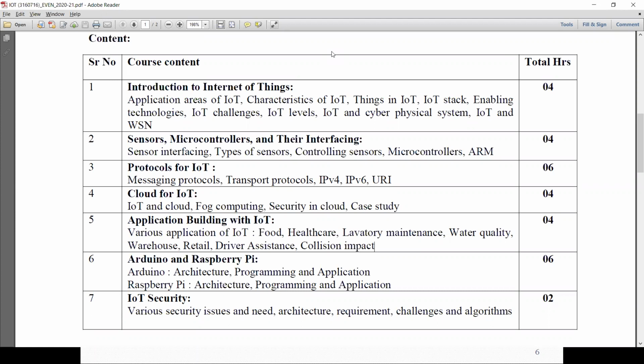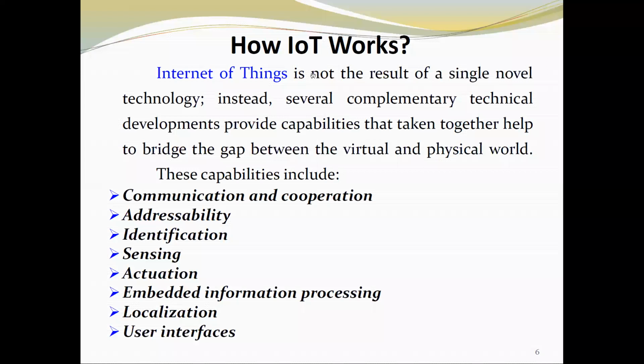topics: applications related to food, healthcare, then laboratory maintenance, water quality, warehouse, retail, driver assistance, collision impact, right? So these are the topics that need to be covered in unit number 5. But basically from the very first chapter and from the introduction of this subject, we are very much familiar with the applications of this IoT, right? Now these are the topics that are going to be covered in our unit, but there are lots and lots of fields in which IoT works nowadays, right?